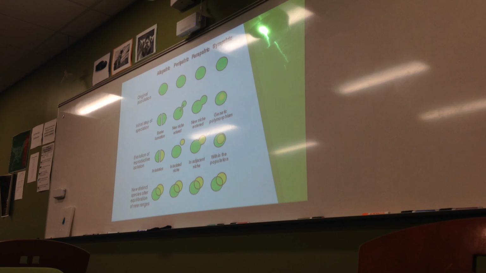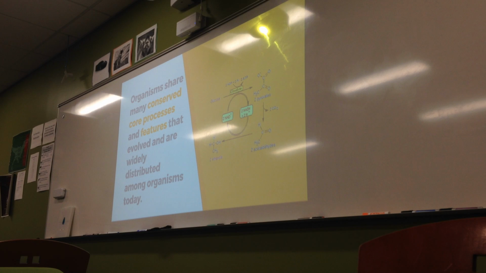Of these, make sure you know allopatric and sympatric. Allopatric is when there's a physical barrier and then new species develop from there. Sympatric is when we have reproductive isolation, but the organisms are in the same area. Organisms may share conserved core processes and features that evolved and are widely distributed among many organisms today. What is one that they always ask about that is a conserved process? Glycolysis. You guys remember that?